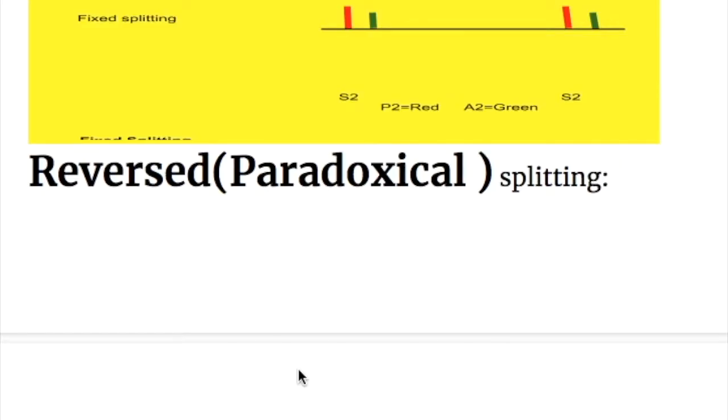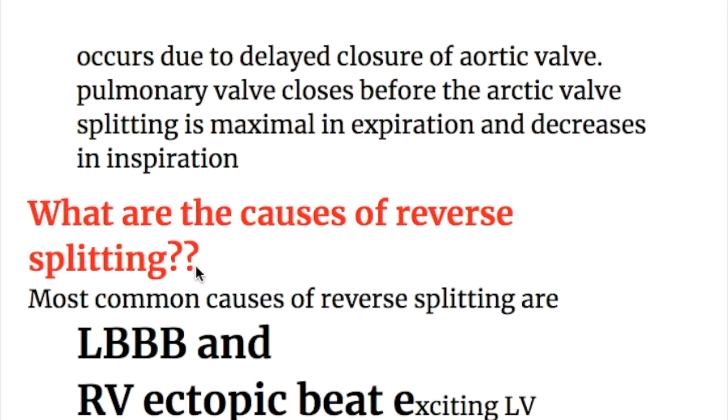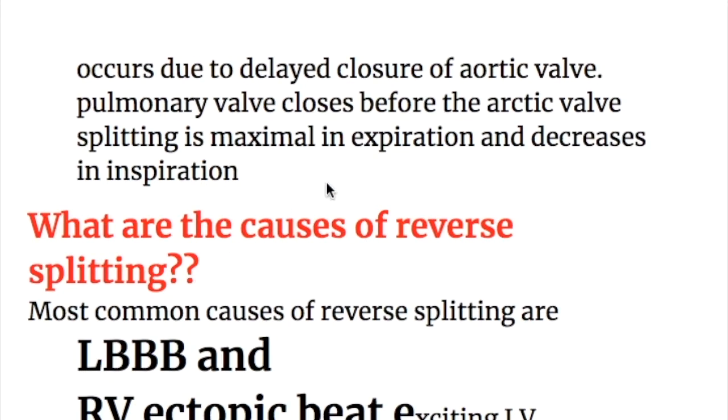Now reversed or paradoxical splitting. Reversed or paradoxical splitting occurs due to delayed closure of the aortic valve. I just showed you in the diagram: the pulmonary valve closes before the aortic valve. Splitting is maximal in expiration and decreases in inspiration.